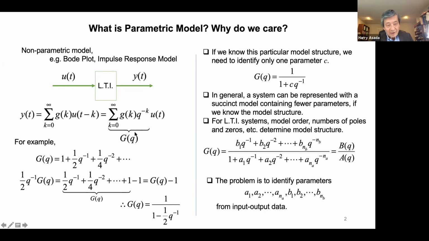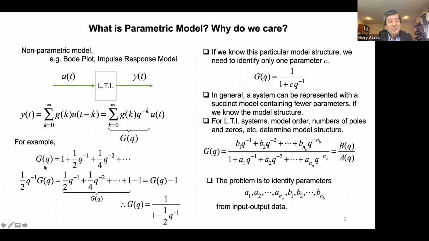we can get the transfer operator or transfer function, basically. Now, let's think about particular situations where these impulse parameters, starting with G0, G1, G2, take these values. First one is 1, and then 1/2, and then 1/4, and so on, okay? So let us take this example. We need an infinite number of parameters to represent this, right?